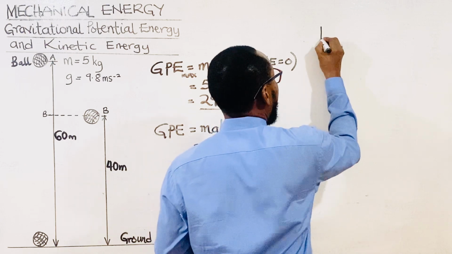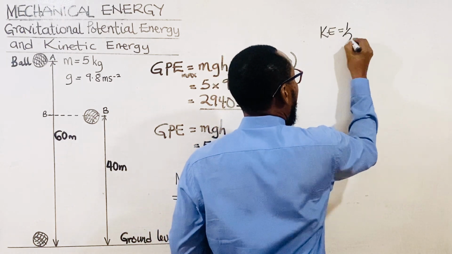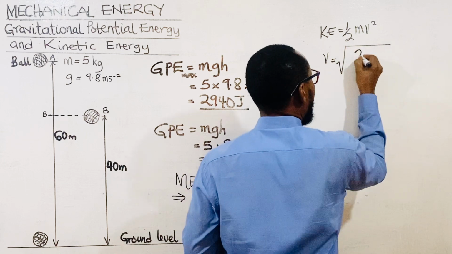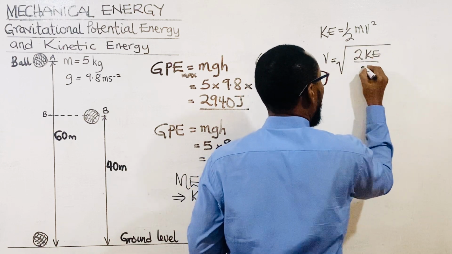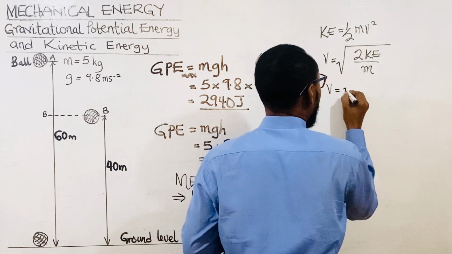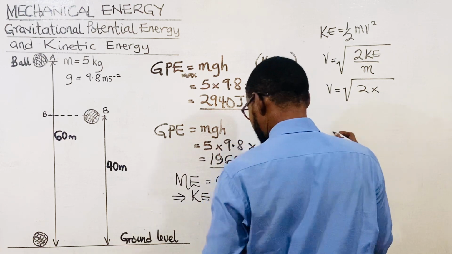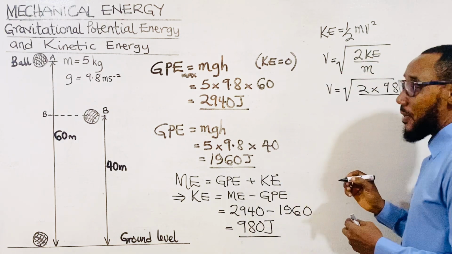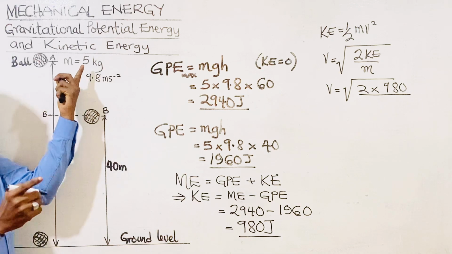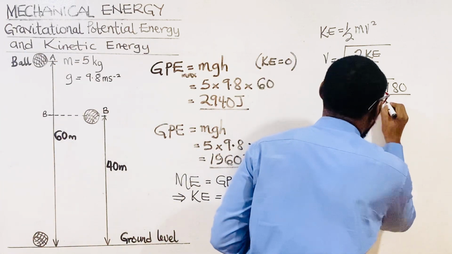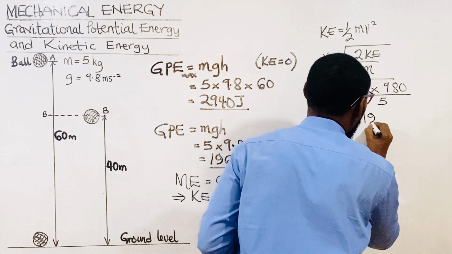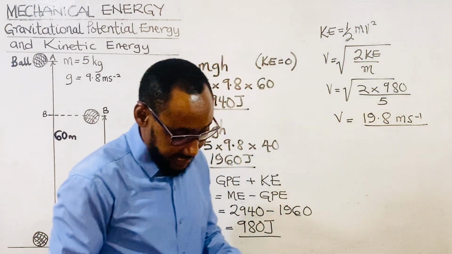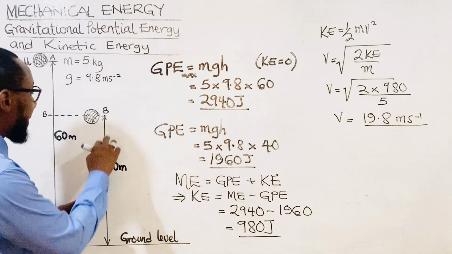So our kinetic energy, K, is half mv squared. So our v is equal to the square root of 2 times the kinetic energy all over the mass. The kinetic energy is 980 joules, so we have 980 joules all over the mass. Now the mass of our object is 5 kilograms, as you can see over here. That's the mass of the object. So we put our 5 kilograms in there, and our velocity now becomes 19.8 meters per second. That is the velocity of the object at point B.